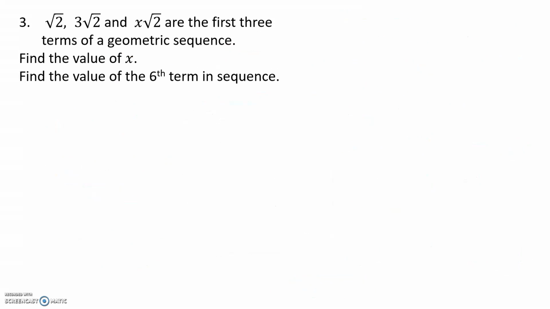Alright, question 3. Root 2, 3 root 2 and x root 2 are the first three terms of a geometric sequence. Okay, this is the crucial word. You've probably met arithmetic sequences, you've probably met quadratic sequences. You may have forgotten or not really registered what a geometric sequence is. So a geometric sequence has a constant multiplier.